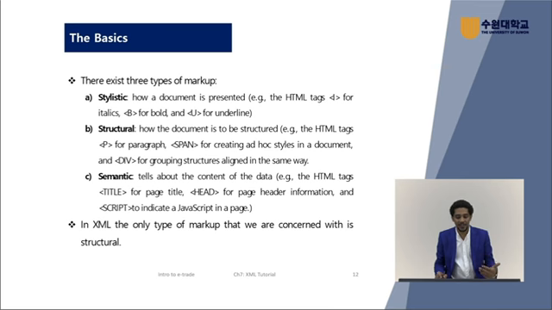So the HTML tags like italic or bold or underline will help you present your content according to that. Like italic, it will make your content italic. Bold, it will make it bold. Underline, it will make it underline. Then we call this type of markup a stylistic markup, right?